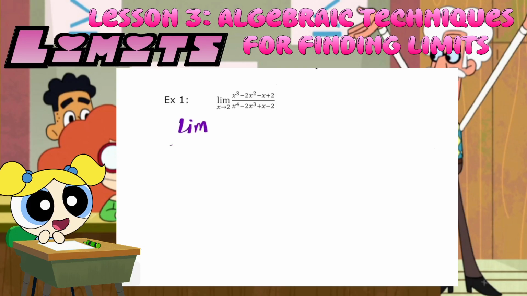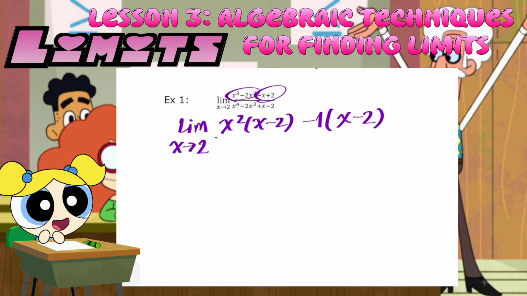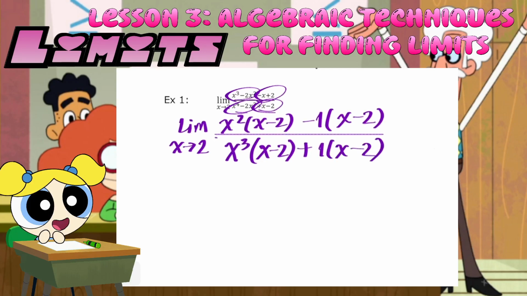So we have the limit as x approaches 2 of, all right, so I'm going to have to factor by grouping. Here, my GCF is x squared. I'm going to pull that out. I'm left with x minus 2. Minus, here, my GCF is really a negative 1. I'm left with x minus 2 if I pull out a negative 1 over. Down here, my GCF is x to the third. If I pull that out of those two, I'm left with x minus 2. Here, my GCF is plus 1. So x minus 2 is still there.